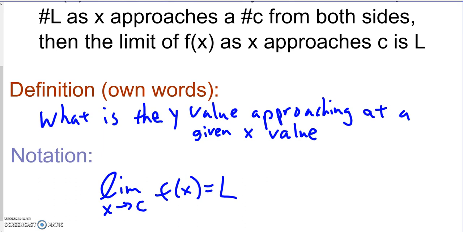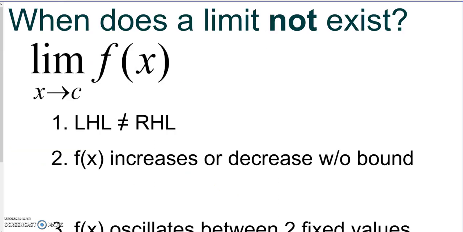And then the notation is the limit as x approaches c of the function equals L, which is the limit. So again, a little bit of definition there. Okay. But we actually have to think about when the limit doesn't exist, and we kind of talked about that in the first couple examples. So when does the limit not exist?